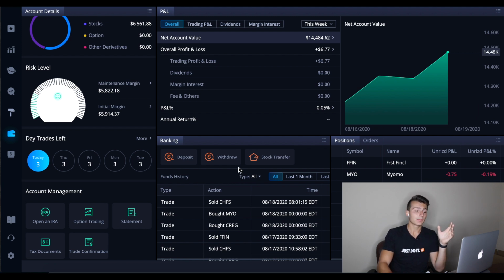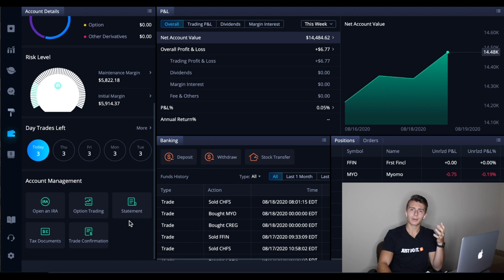Very easy banking section. We can have a deposit, we can withdraw, we can transfer stocks very, very quickly and very easily right here. I like it a lot, guys. I think it's pretty cool. We can see my account value right here. But now you probably want to see, okay, where is the good stuff? Where are the charts? And real quick, actually, before we jump into the charts, we can see the IRA. We can open an IRA, which is pretty cool. Options section, we can see our statements, trade confirmations, and any tax documents you may need access to at any time. They are going to be right there for you. Very easy and very streamlined.